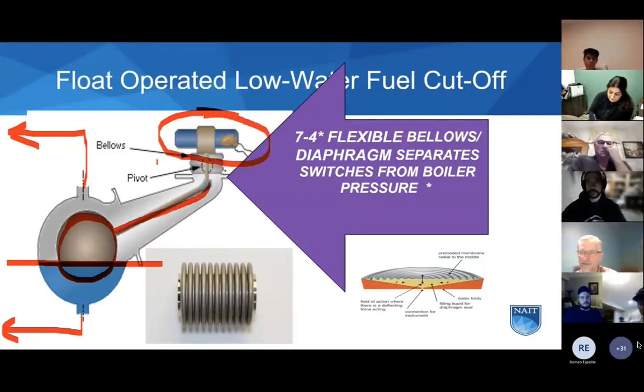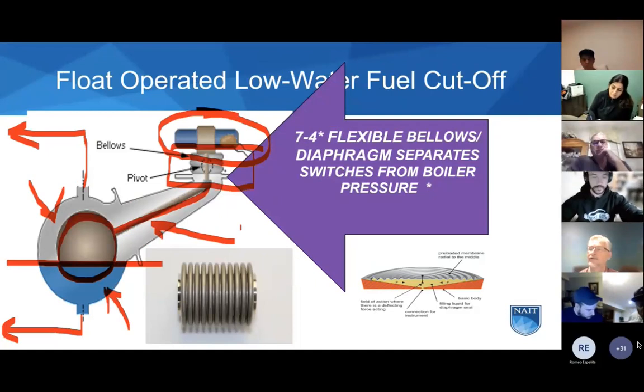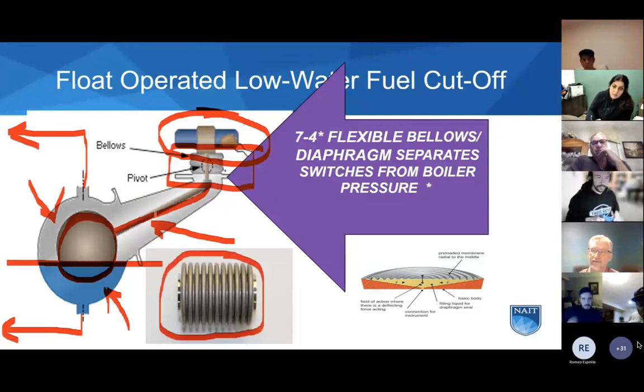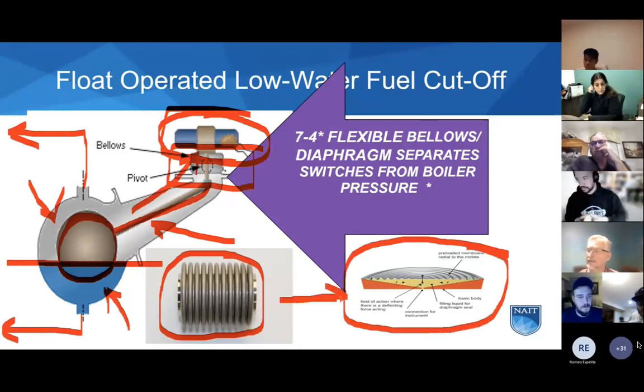Important to remember, we have steam in here and also very hot water in the bottom. So what sort of relationship do we want between electrical contacts and steam and hot water? We want to keep them apart. Probably a good idea. So this one has a flexible bellows or diaphragm in here to prevent that steam from getting up here in the electrical part of the device. And this is the other type, so a diaphragm or a bellows, one or the other.